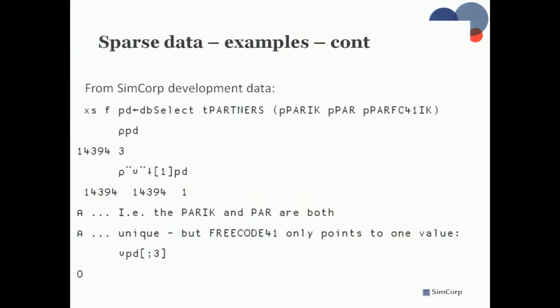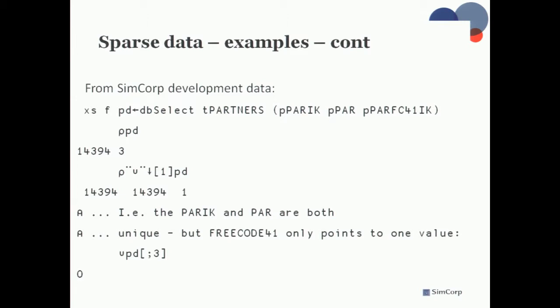Okay, that's one example. Another example, which might not be quite as obvious, is our partner table in our development system. I'm querying that for an internal key, the name of the partner, and free code 41, which by coincidence is named free code 61 in our user interface. I'm giving this presentation in-house as well, and I like to blame people for naming something 41 and then showing it as 61. That's a different story.